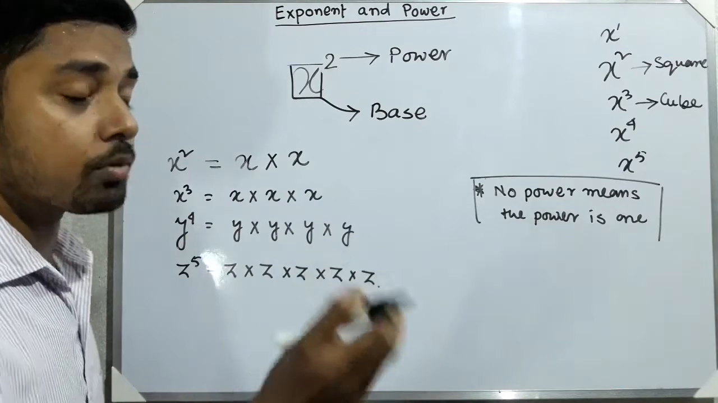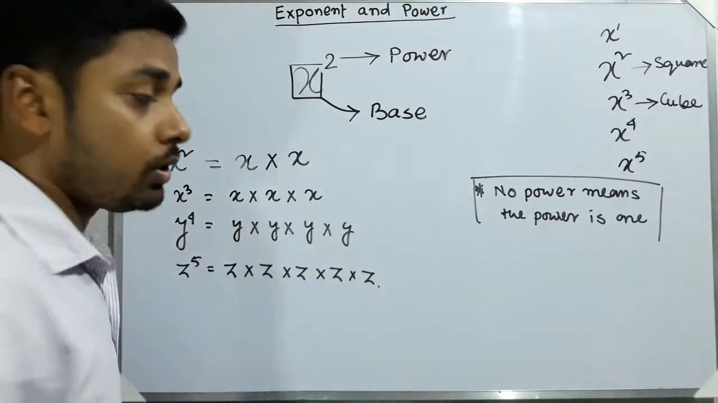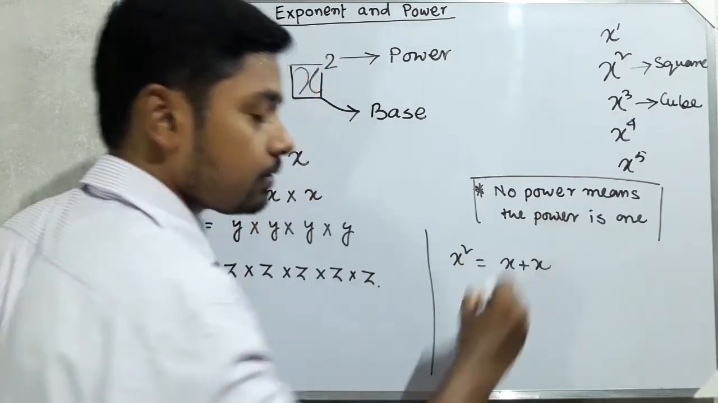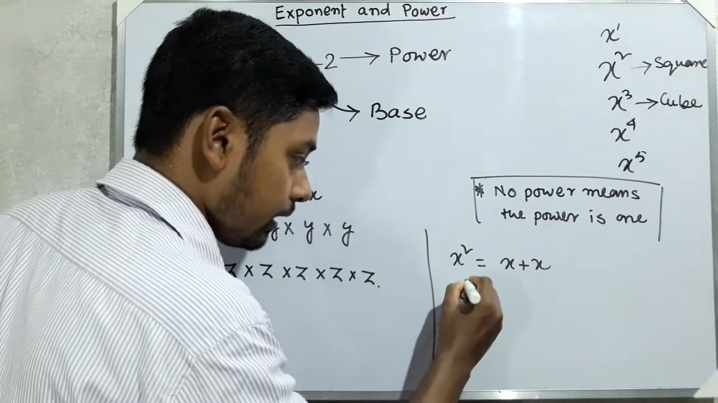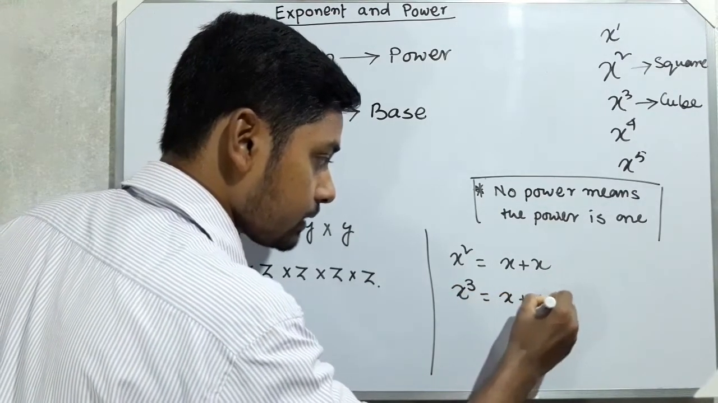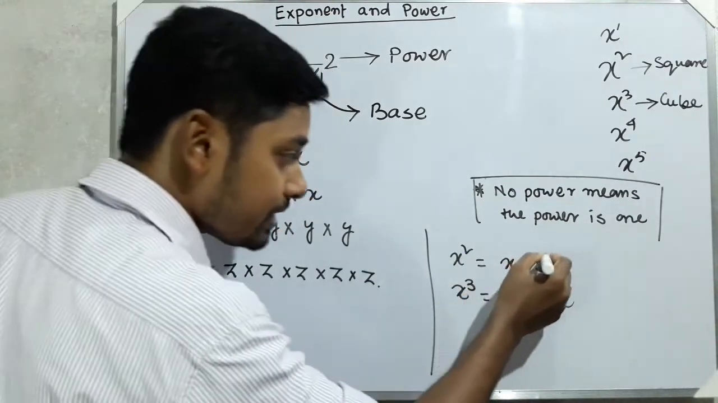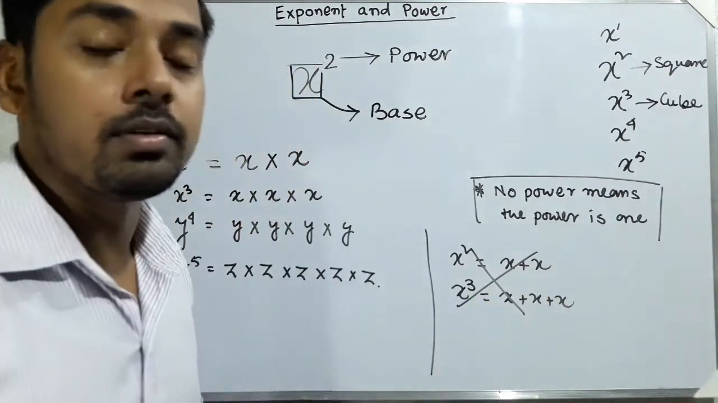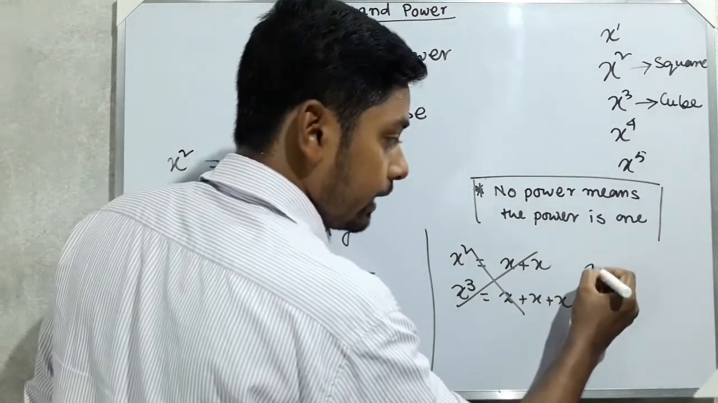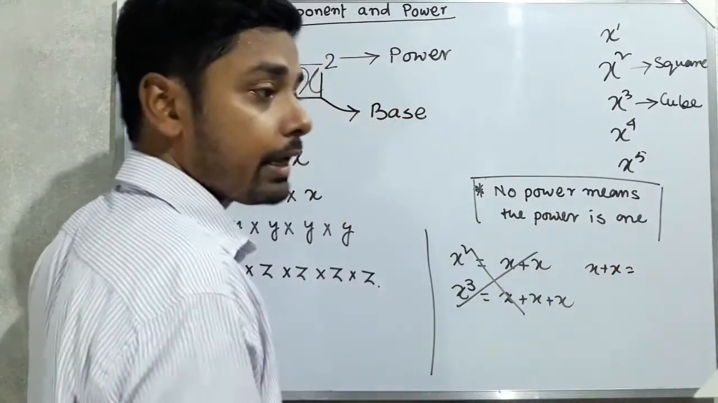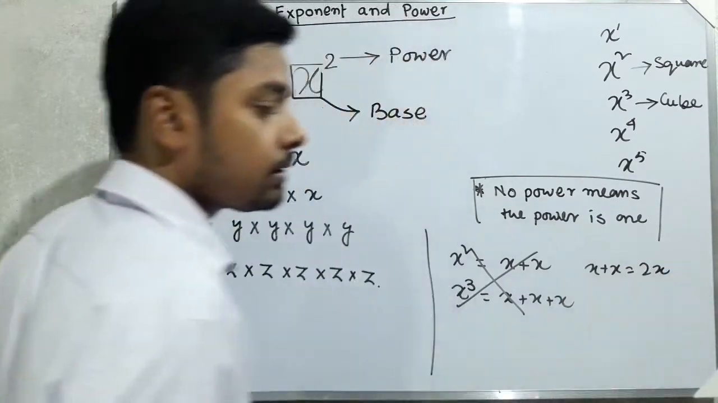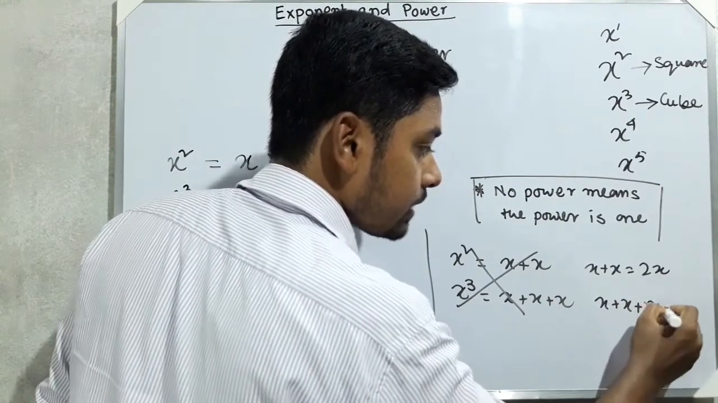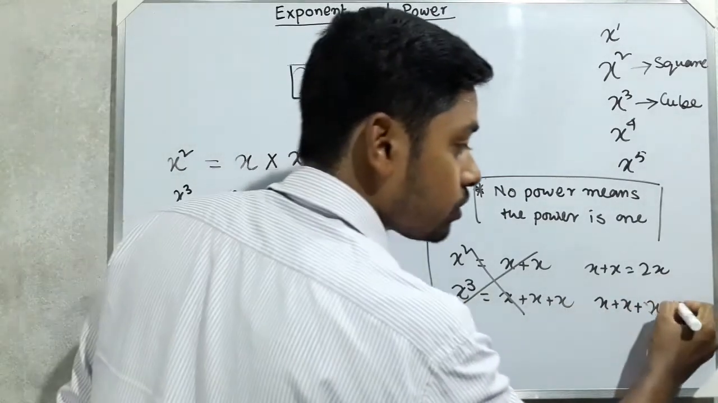Some of the students used to make mistakes. Do you know what mistake they used to make? They used to do it like this: x square means x plus x, and x cube means x plus x plus x. But actually this is wrong. Why? Because x plus x is not x square, x plus x is equal to 2x. And x plus x plus x is not x cube, it is equal to 3x.